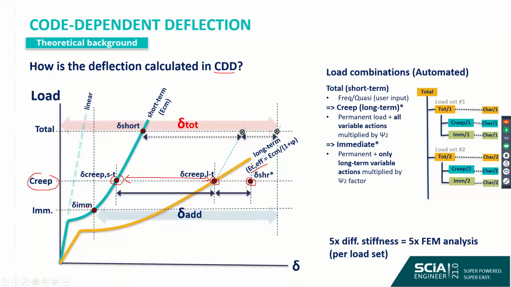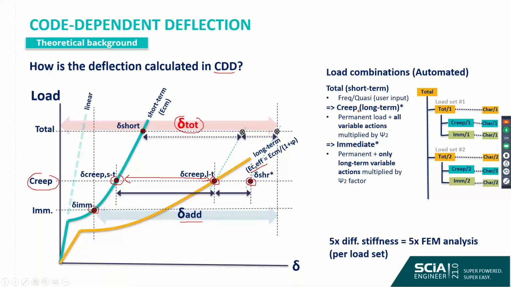And then we need to calculate the immediate deflection, which is necessary for the calculation of the additional deflection. If from the total deflection we remove the immediate part with permanent load and some long-term variable load, then we have this additional deflection and we can check the limit.